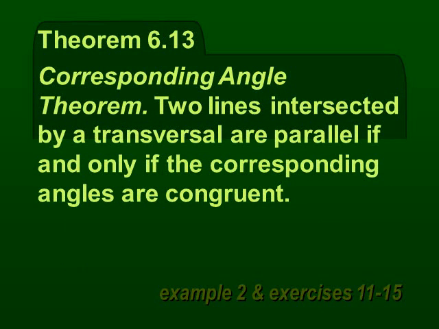Okay, so as you might have guessed, we already have alternate interior, we have alternate exterior, now we have a corresponding angle theorem. So two lines intersected by a transversal are parallel if and only if the corresponding angles are congruent. Okay, example 2 is going to give you the first part of the condition. So given the angles are congruent, you need to prove that the lines are parallel. And obviously we have the other way around.